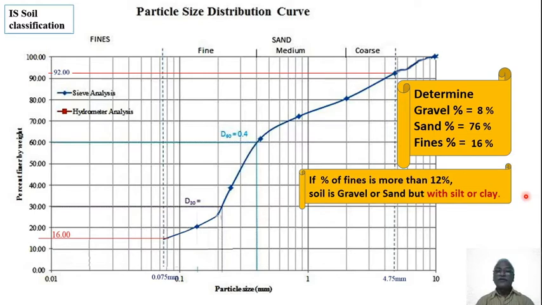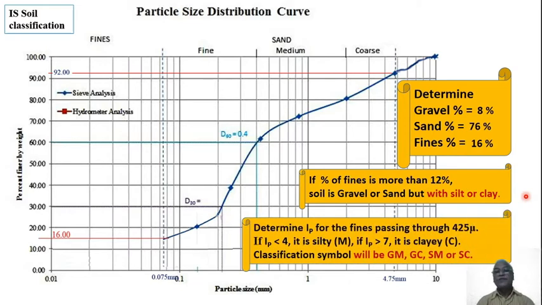So if the percentage of fines is more than 12%, the soil is gravel or sand with silt and clay. Now how to do that? Determine IP for the fines passing 425 microns. If IP is less than 4, it is silty, and if IP is greater than 7, it will be clay. That's how the classification will be done. Okay.